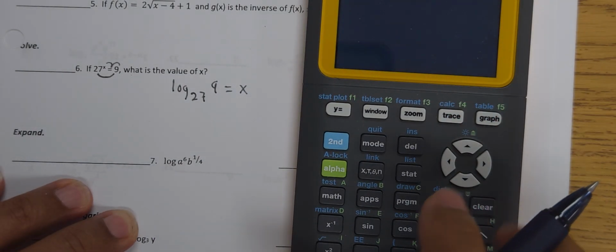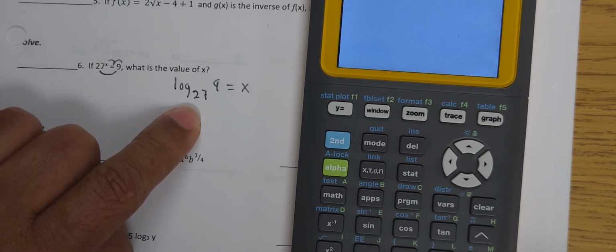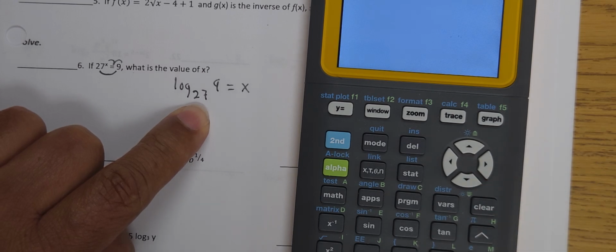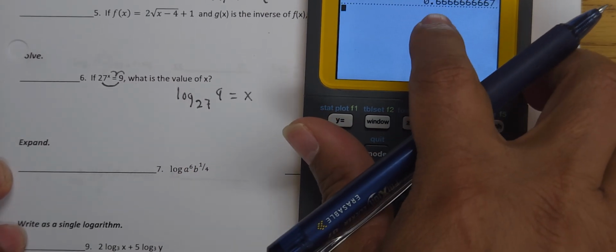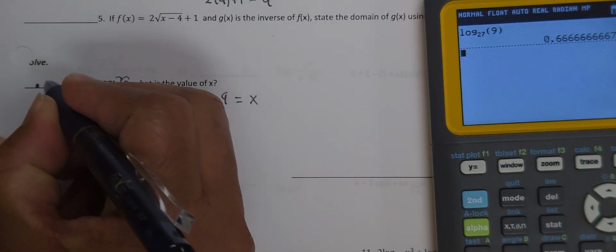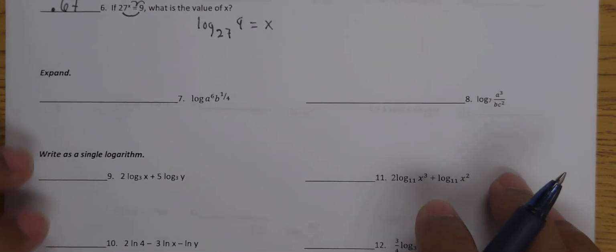So then I'm going to go to the calculator, press math, alpha math. This is a log with the base of 27, and the number we're taking the log of is the number 9. So this is 0.6666. So I'm going to round this to approximately 0.67. Okay. All right. Next one.